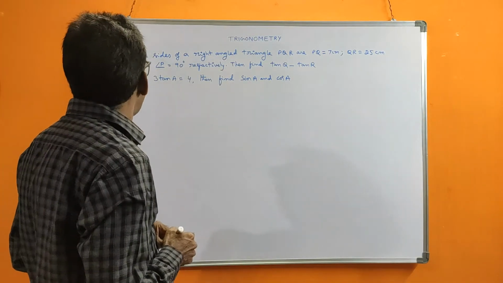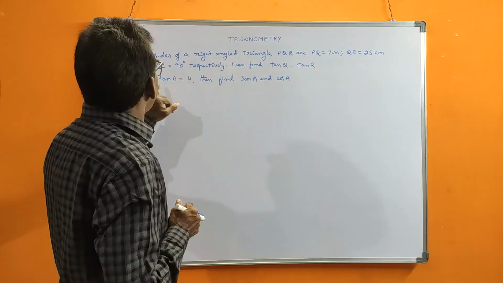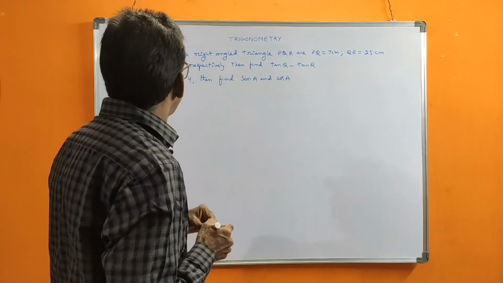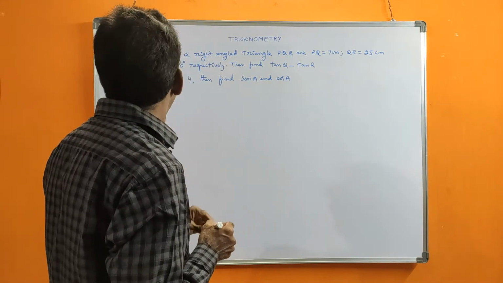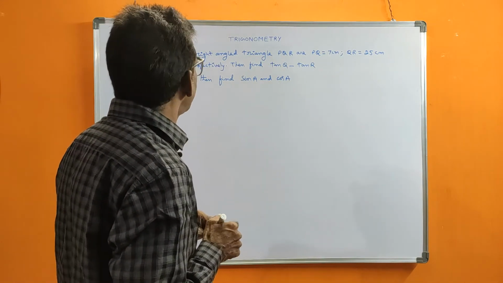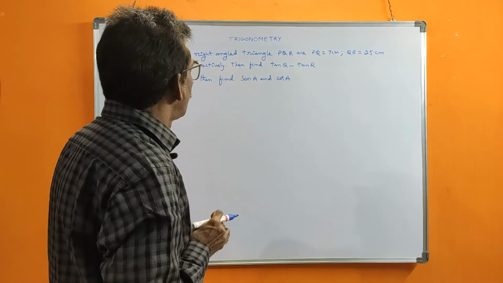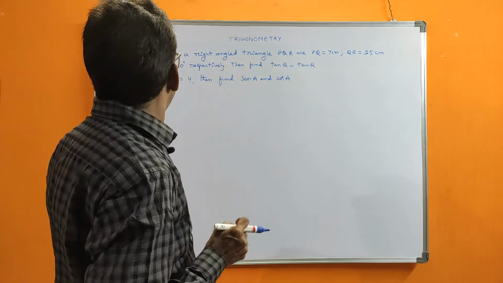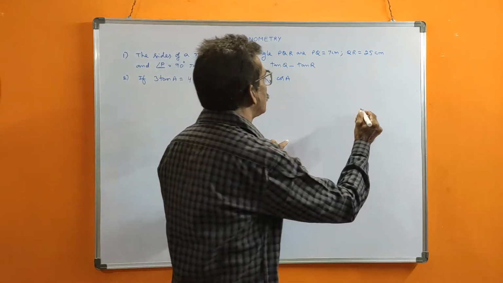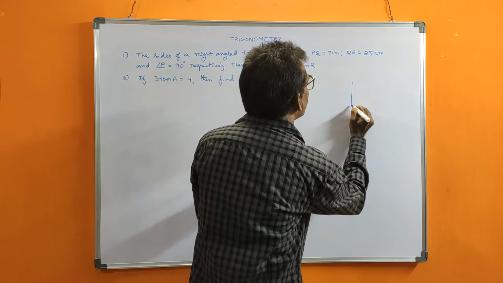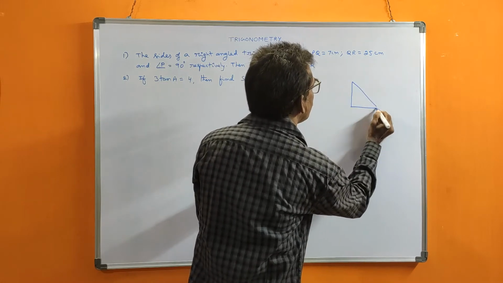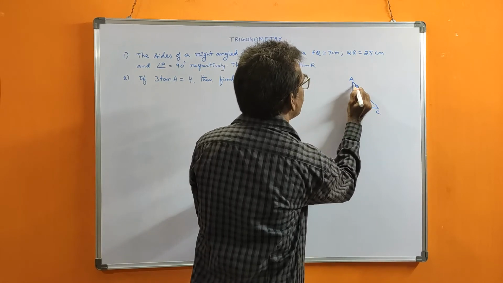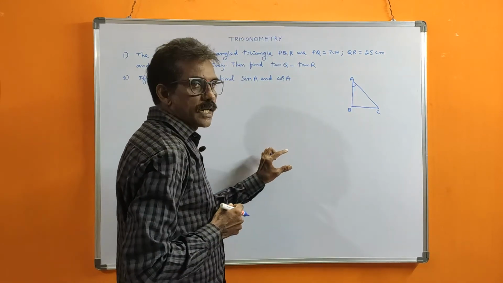Now, second sum: if 3 tan A is equal to 4, then find sin A and cos A. This is also direct; it did not give a value, just an equation. Angle A is there, so we should consider a right angle triangle ABC only. We will take A, B, C, and write for this A.